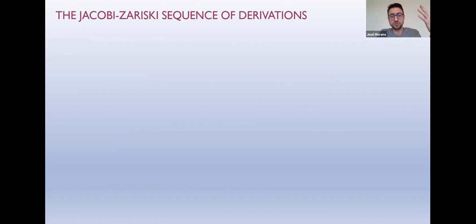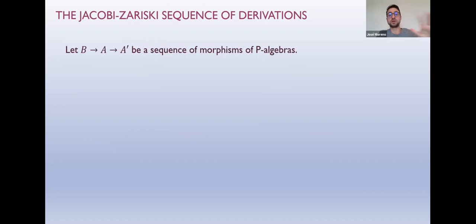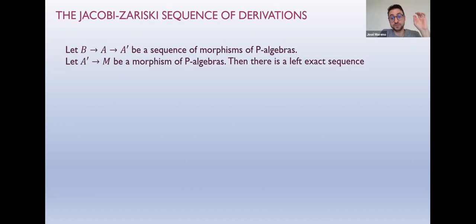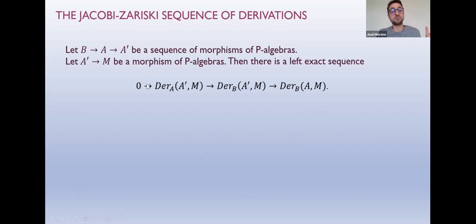Now, what is that? This is a result of algebraic geometry that might not be so well known outside of that field. Nonetheless, you can prove the following. If you have a sequence of maps of P algebras from B to A to A prime, and you fix coefficients, or well, I will fix a morphism of P algebras here, then you can build an exact sequence on the left, like with the Hom functor. So you consider the derivations from the big guy to M that vanish on this middle thing here. Because you have a map from B to A, derivations that vanish on A will automatically vanish on the image of this map. So there is a natural inclusion here. And now for this map, we take derivations from A prime to M and we simply restrict them to A, and that gives you an arrow there.